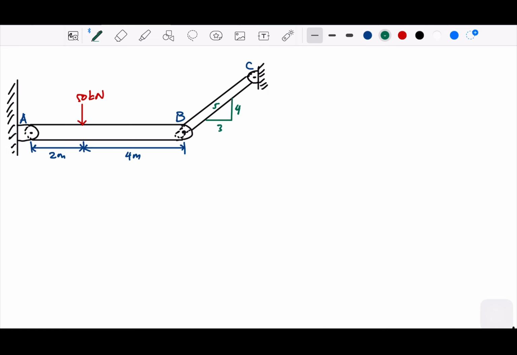Then it says that for pin A, this will be this type of pin, and for pin B, this will be this type of pin.